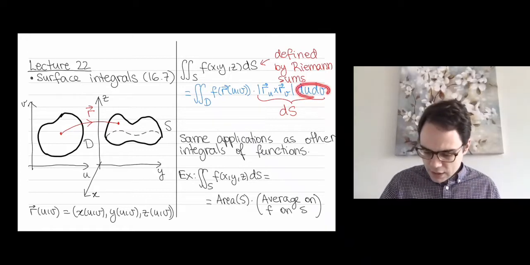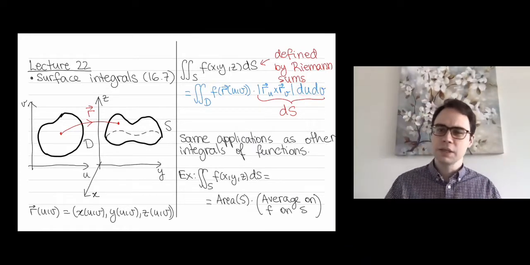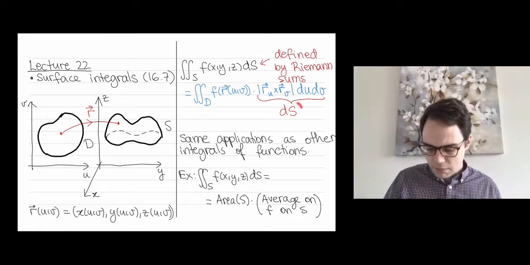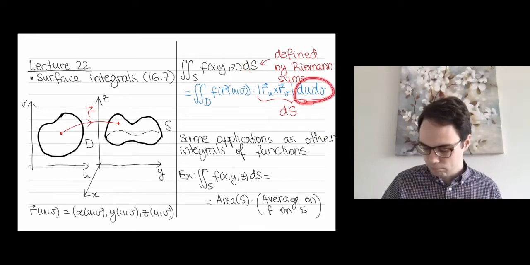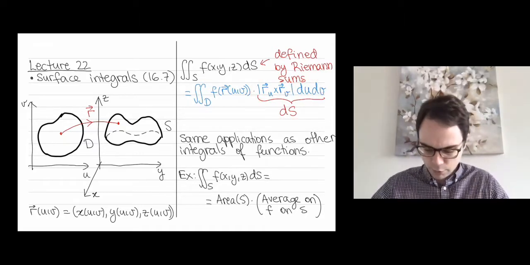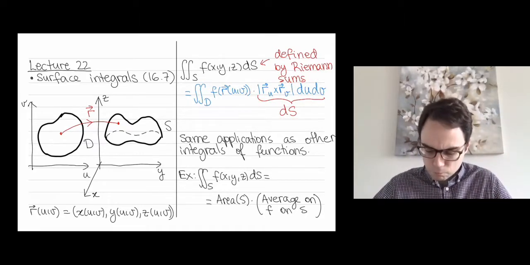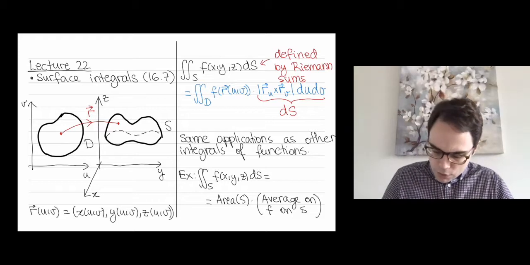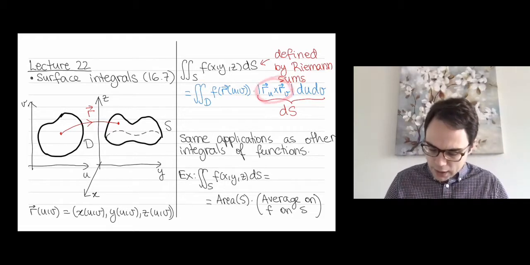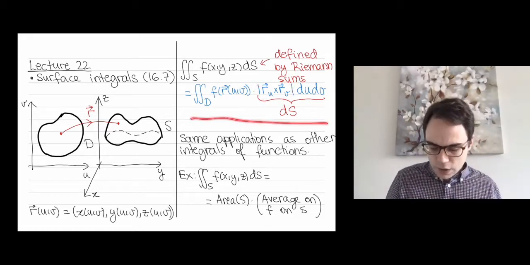So the infinitesimals, du and dv, don't make sense by themselves. They make sense only when they're part of an integral. But I'm saying that whenever you see ds in an integral, you will substitute that by this multiplied by du dv, given this parametrization. Okay. So this is how we compute these integrals.